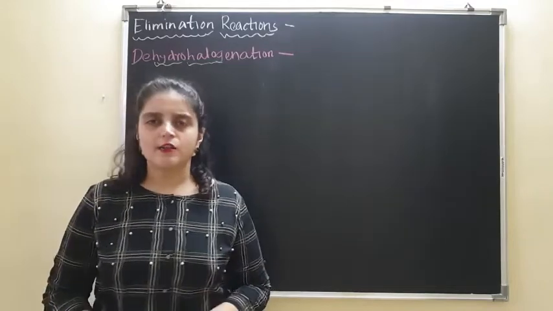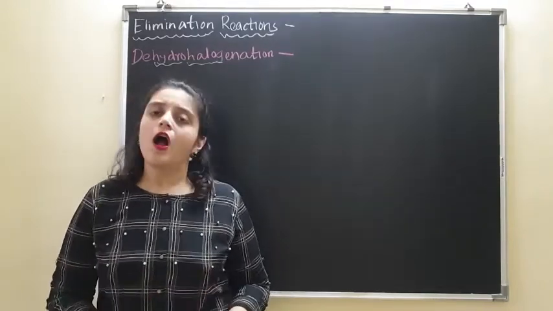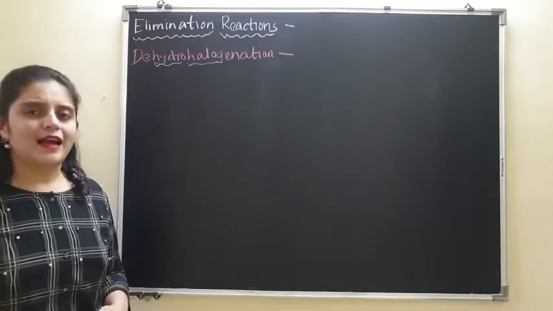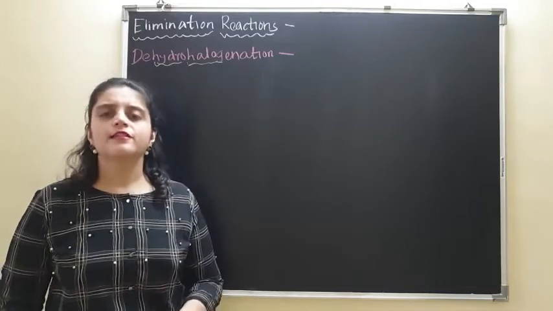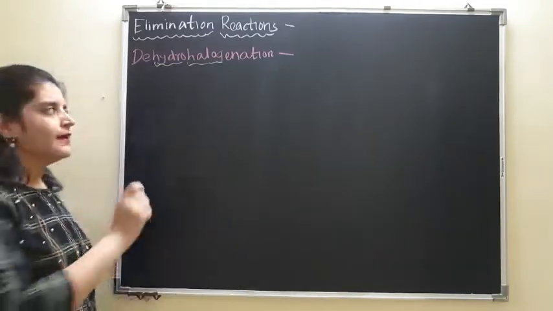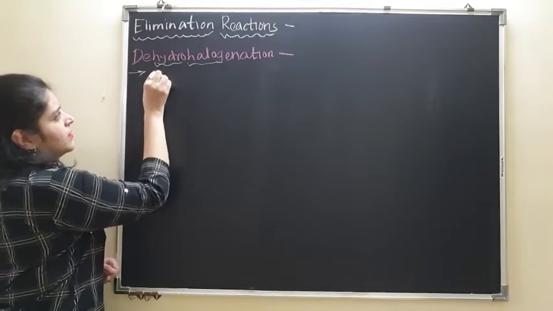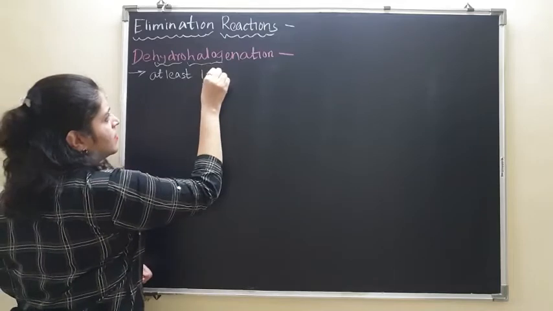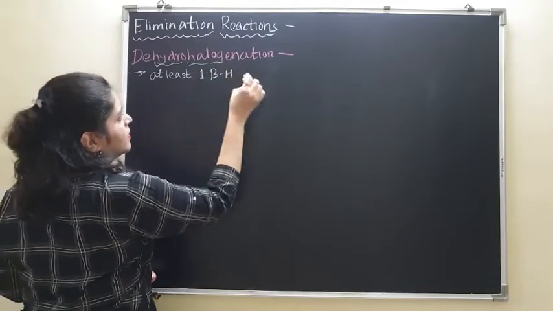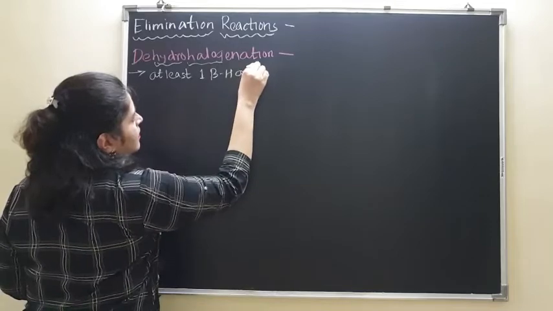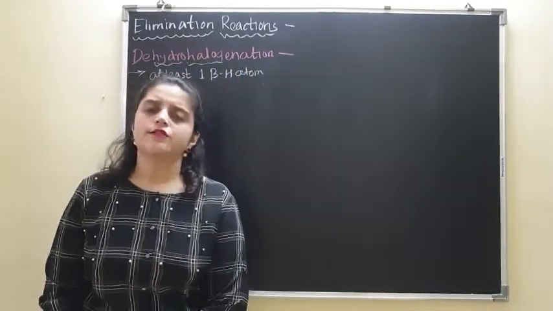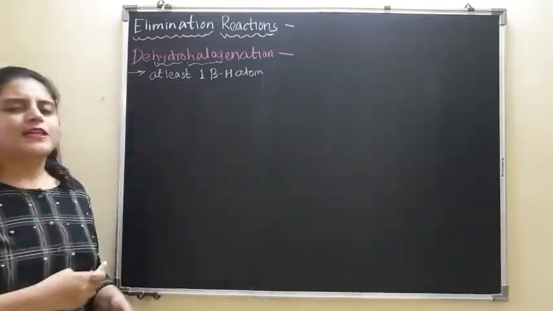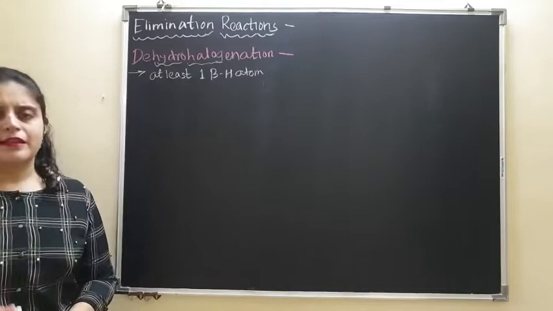But for this reaction to take place, there is a condition. All types of alkyl halides will not show this reaction, but only those alkyl halides which have at least one beta hydrogen atom. There should be at least one beta hydrogen atom present in the alkyl halide. So now what is this beta hydrogen in the alkyl halide?